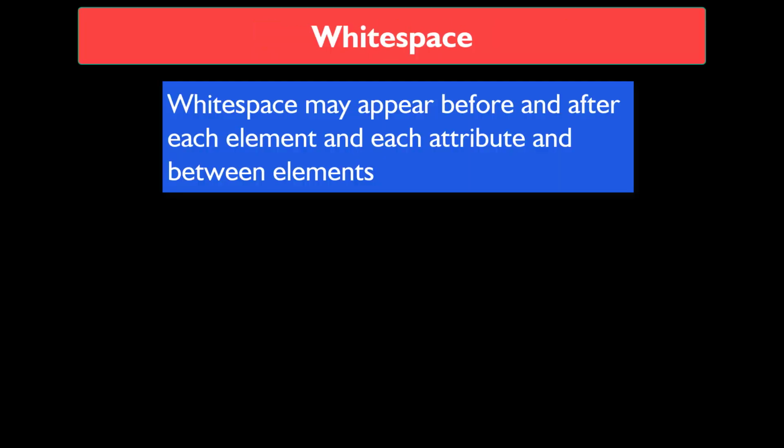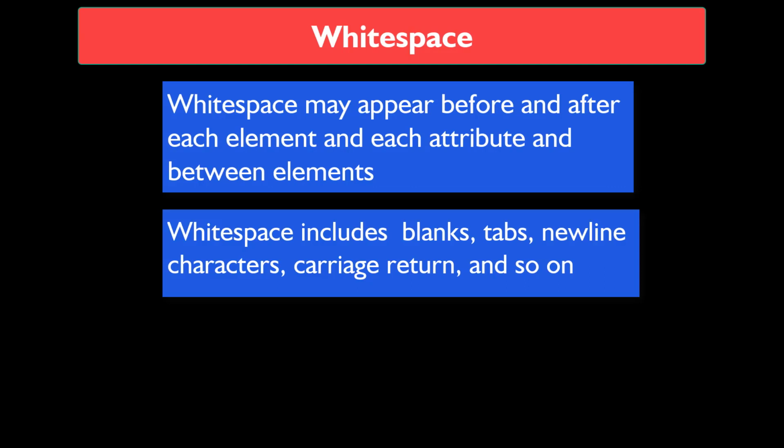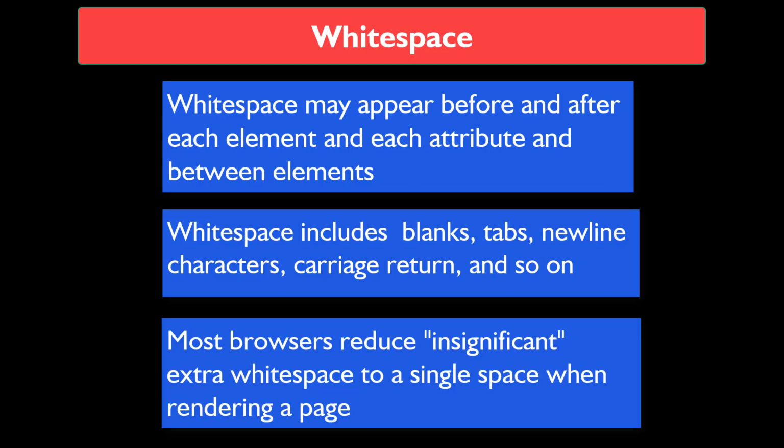White space may appear before and after each element and each attribute and between elements. White space includes blanks, tabs, new line characters, carriage return, and so on. Most browsers reduce insignificant extra white space to a single space when rendering a page. There are a number of attributes available for all elements. Here we focus on just the most important attributes.